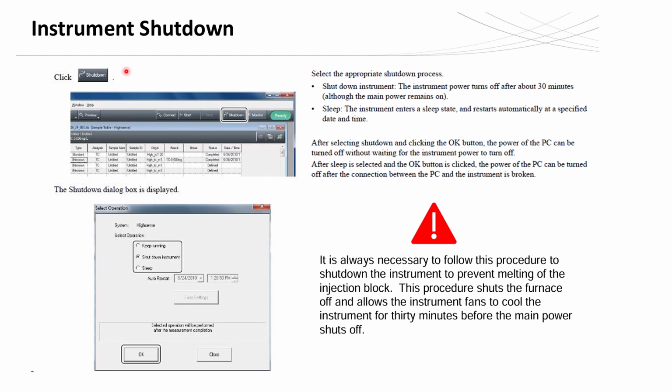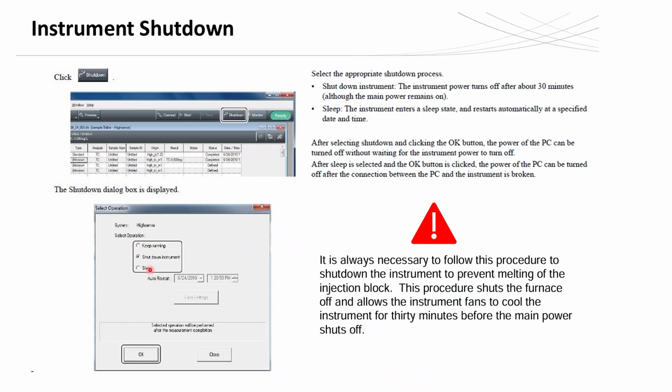Now we are going to discuss the shutdown of the instrument, how to shut down this instrument. This is also a very critical process. In your analysis screen you can see there will be the option for shutdown. You need to click on this option, and once you click you will get this dialog box, and here you can see there will be three options, that is keep running, shutdown instrument, and sleep.